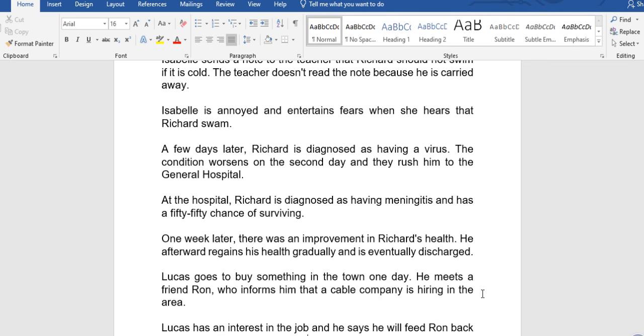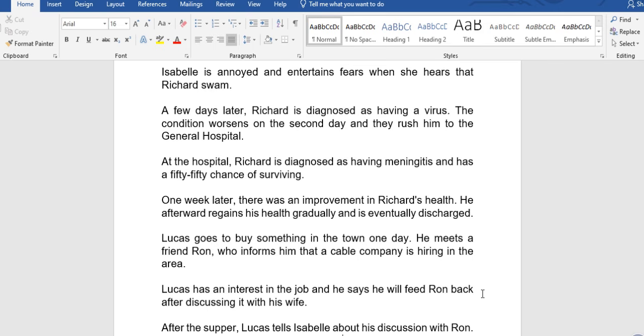A few days later, Richard is diagnosed as having a virus. The condition worsens on the second day, and they rush him to the general hospital. At the hospital, Richard is diagnosed as having meningitis and has a 50-50 chance of survival. 1 week later, there was an improvement in Richard's head. He afterward regains his head gradually and is eventually discharged.